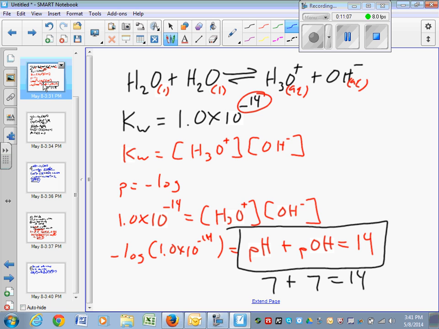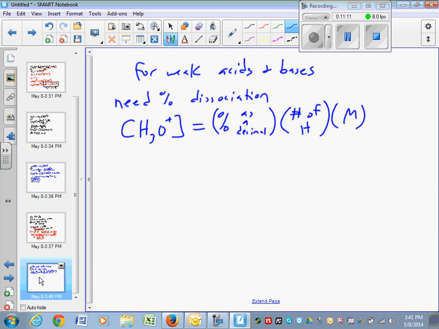Remember I told you, back up here, pH plus pOH equals 14. How are we going to use that? Well, how often have you guys heard of using pOH? My bet is none of you have ever heard of it before. Everybody knows about pH for acids and pH for bases. Nobody really talks about the pOH of things. So how am I going to find the pH of a base solution?